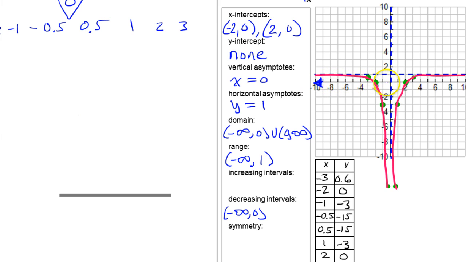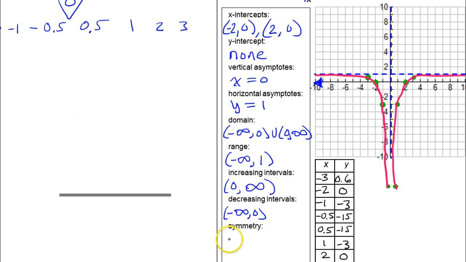Negative infinity to 0. Now, then it picks up here on the other side, and as I go to the right, it is now increasing. Okay, so it picks up where it left off at the vertical asymptote, so it's going to pick up at 0, and it continues increasing as it goes to the right, and it goes to the right forever. So again, looking at the x-axis, it starts from 0 and it goes to the right forever, so that is 0 to positive infinity. So those are my increasing intervals.